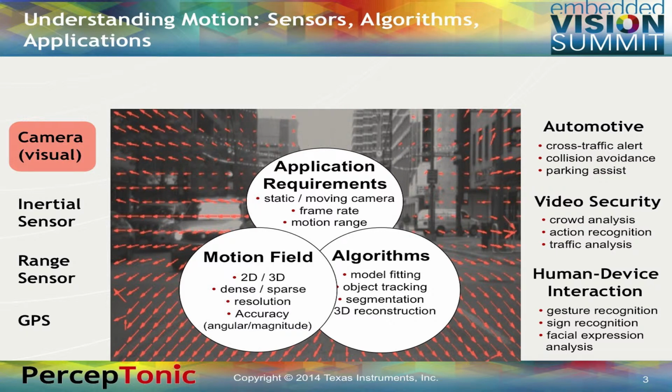We have already embedded motion-based inference information into all kinds of products. For example, in automotive, you can imagine the automotive is moving itself, so it's critical for it to understand how it is moving on a given road or how other objects are moving in the scene. Let's say a pedestrian walking in front of the car or just cross traffic.